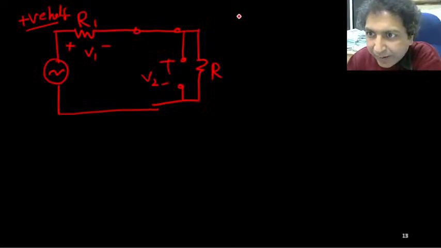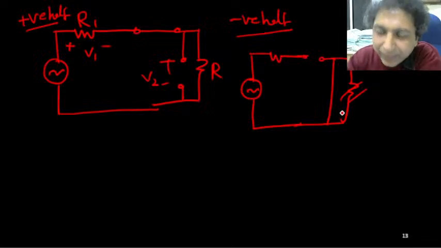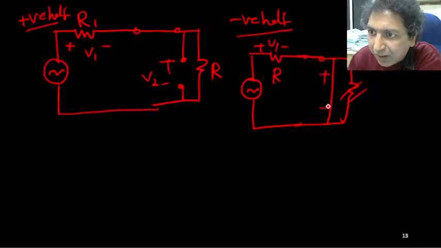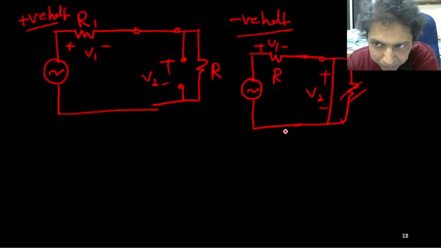Okay, and for the negative half, what is this? This is the resistance, this is the AC voltage, this is again shorted, but this time the V2 diode is also working, it is shorted. So this resistance will have no effect, and this one is shorted. So this is your R. So this potential is V1 and this potential is V2. Right?